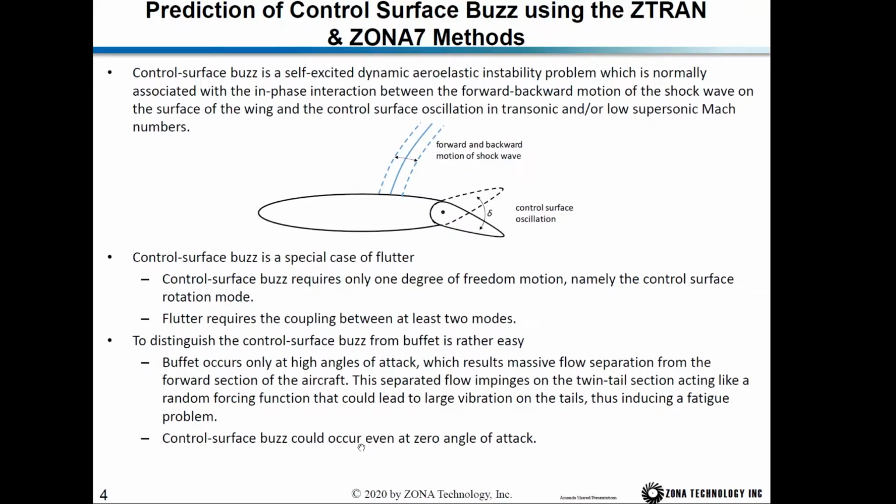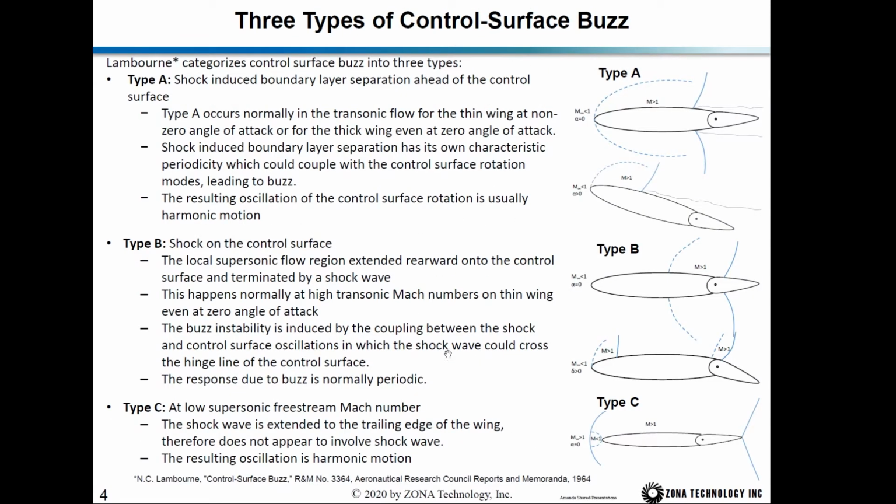Control surface buzz could occur even at a zero angle of attack. And because control surface buzz involves the transonic shock, you have to use a transonic method to predict buzz. Lambert categorized the control surface buzz into three types.